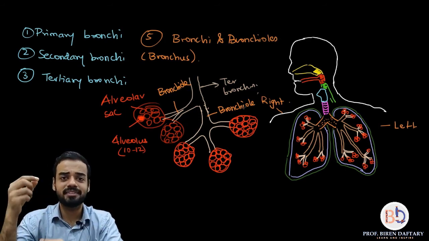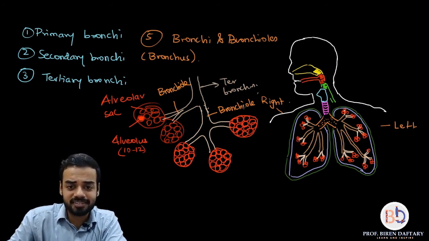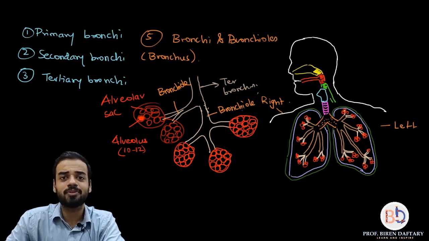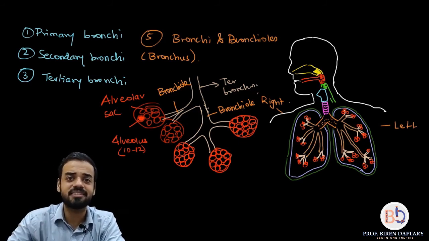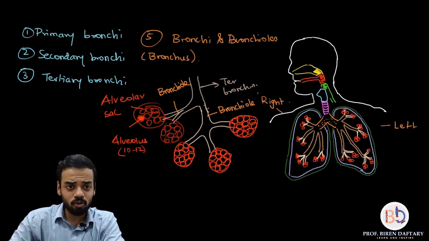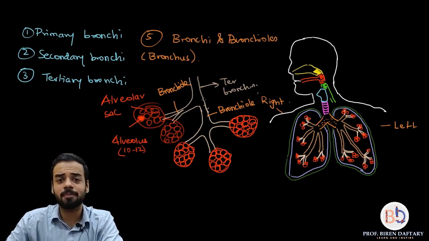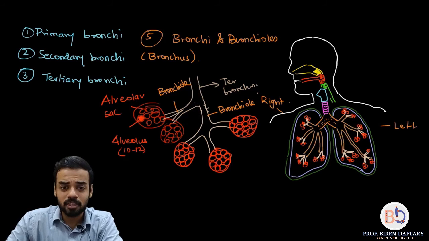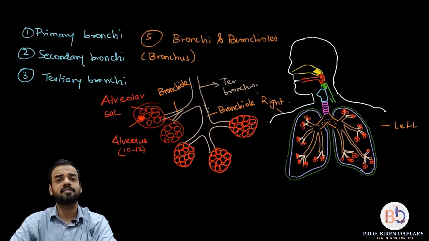So you can say that each alveolar sac is like a grape, and it is made up of many small seeds, and these seeds are your alveoli. Is this clear? So I hope this bronchi part is clear. Primary, secondary, tertiary, further divided into bronchiole. So this is one bronchiole, this is second bronchiole. Each bronchiole has many alveolar sacs, and each alveolar sac has 10 to 12 alveoli.